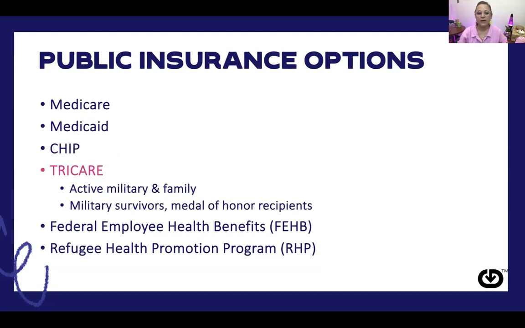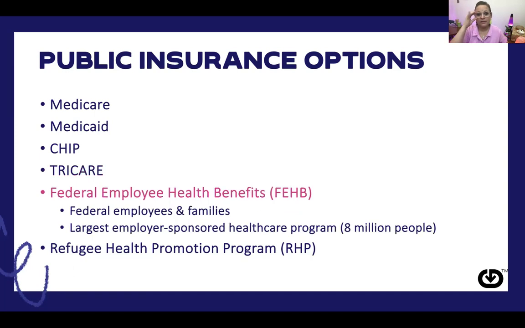TRICARE is for active military and their family, also military survivors and Medal of Honor recipients. The Federal Employee Health Benefits is for federal employees and families. And since there are so many federal employees, it is the largest employer-sponsored healthcare program with 8 million people enrolled. And finally, the Refugee Health Promotion Program offers medical and dental care for people who are in the United States seeking asylum.